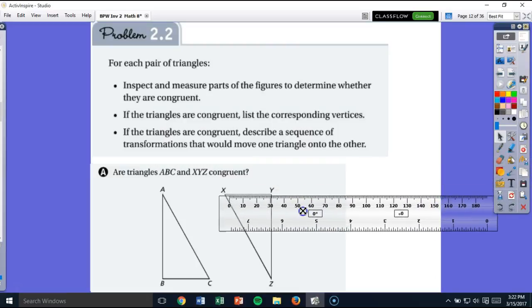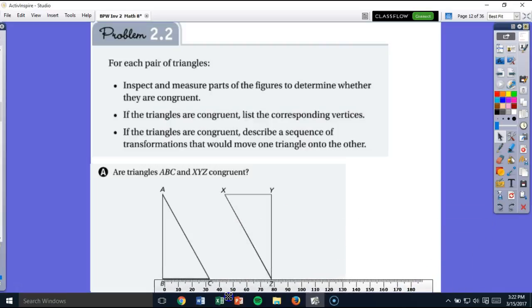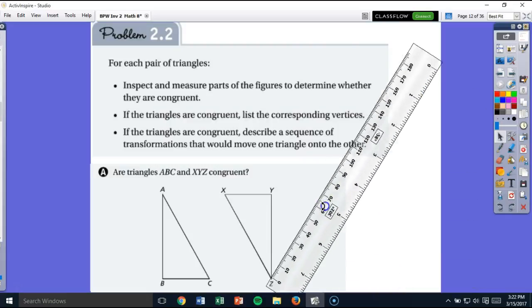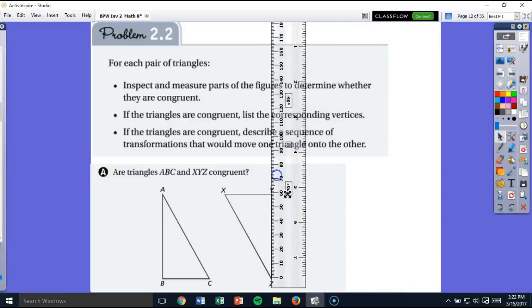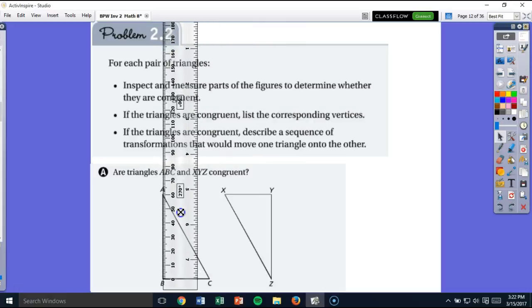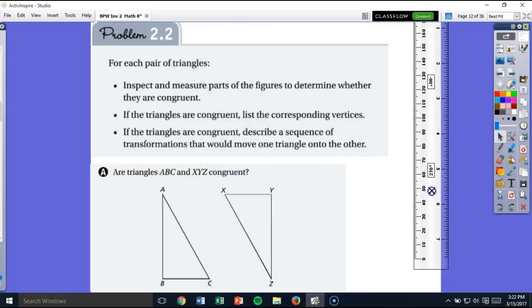We could measure line segment XY, and it looks like it is 35 millimeters, and then we could measure line segment BC, and it looks like it is also 35. So based on the one line, it looks like we might be congruent here. We might also measure this line segment and get on the end here. Looks like we are 60, and here we are also 60. So based on side lengths, we look like we could be congruent.